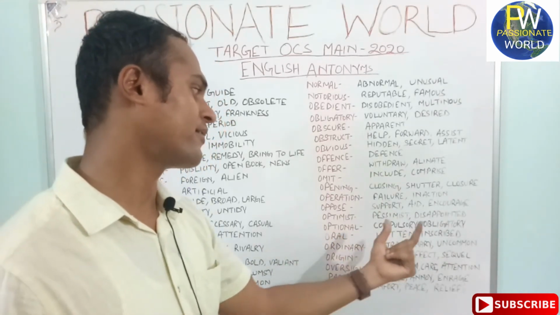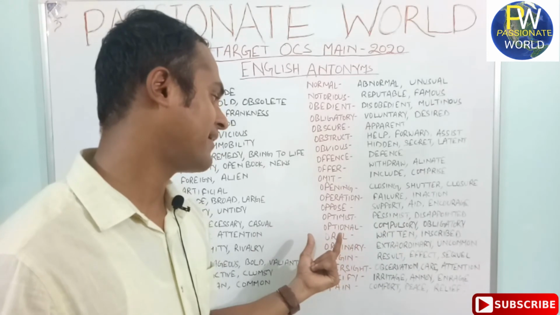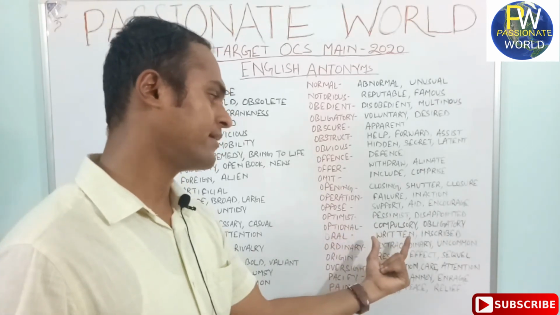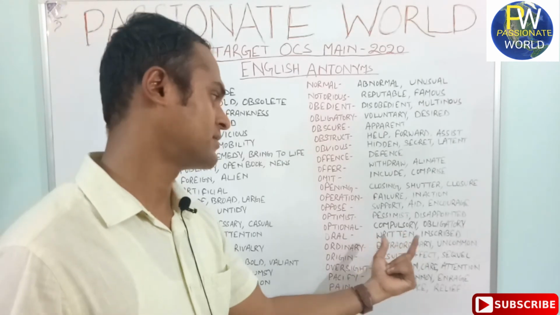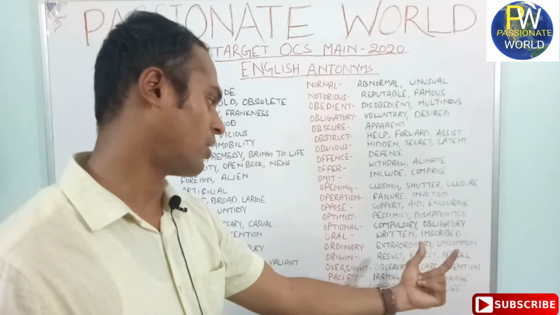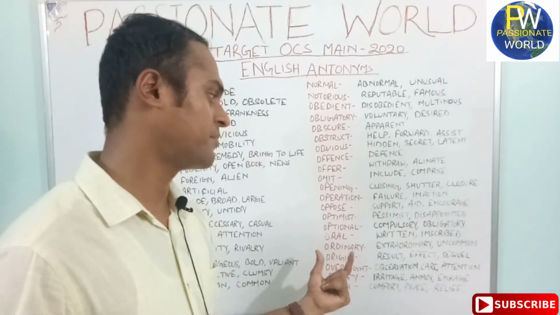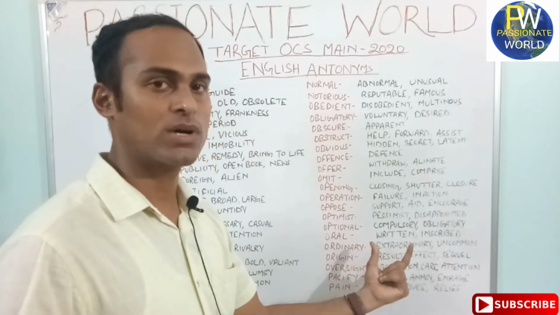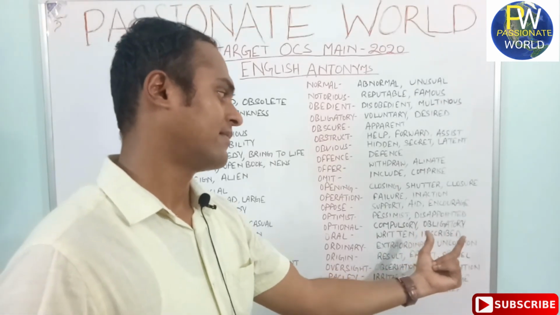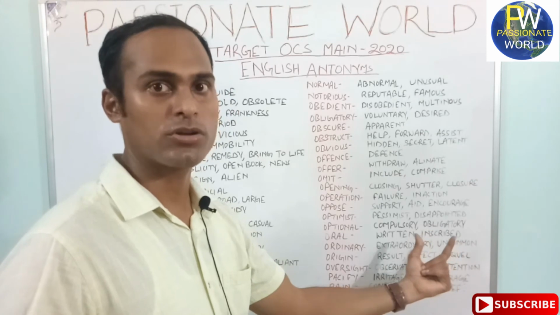Oral, written or inscribed. They had taken an oral interview. They asked for written papers and inscribed. Ordinary, extraordinary or uncommon. He is an ordinary person. Tendulkar was an extraordinary batsman. Uncommon. This particular sage is an uncommon sage.